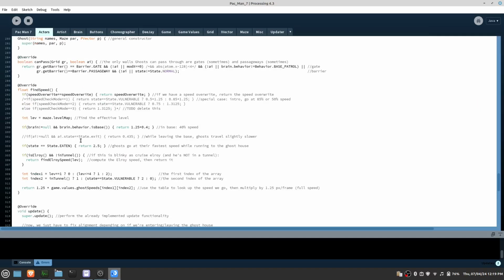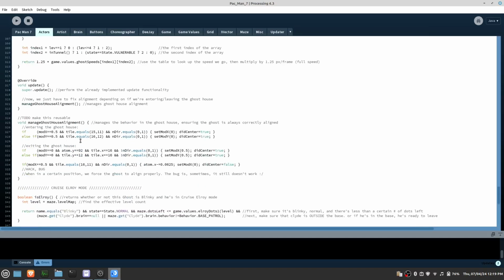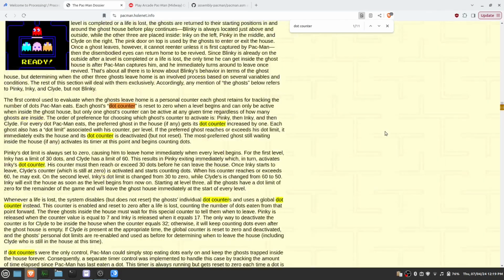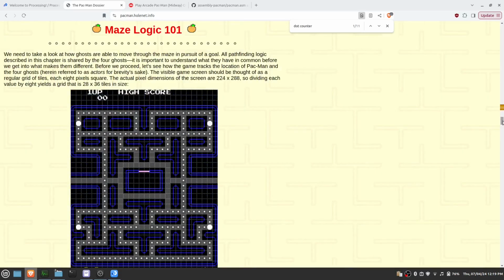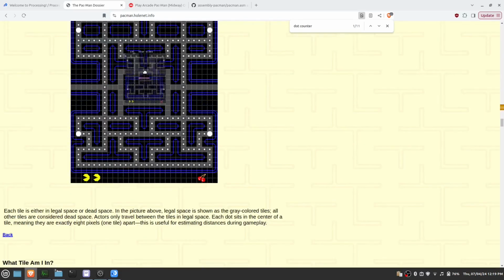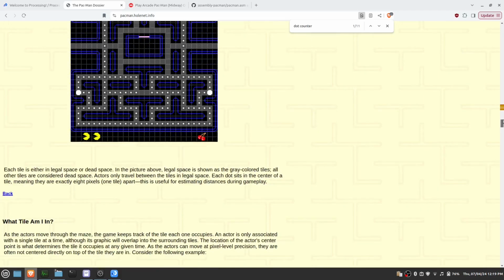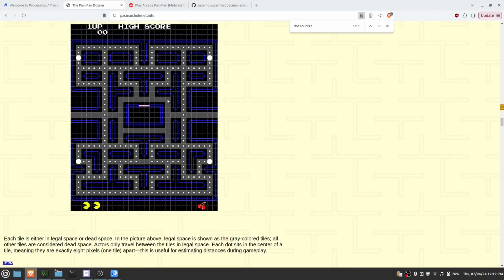The ghosts, of course, which had me write quite a bit of code, because the ghost house was actually very difficult. See, the thing is, it's a 32 by 32 grid, so there's a two block center. That means when you're moving down through a corridor, you have to be horizontally centered, and likewise when you're moving left and right, you have to be vertically centered.